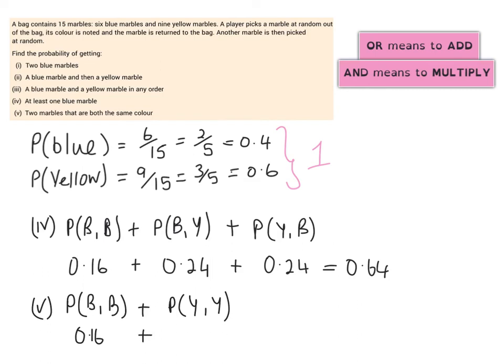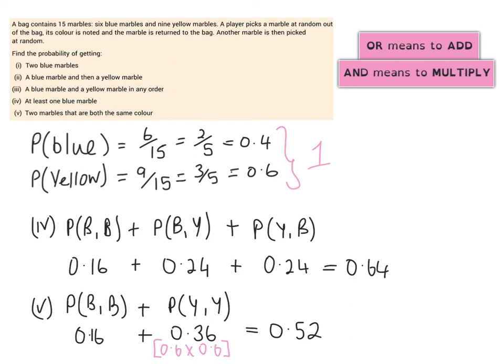So it's going to be plus 0.36. And how I got that was because 0.6 times 0.6. And when you add those together, you get that the probability that both marbles are the same colour is 0.52. And that's that question fully answered.